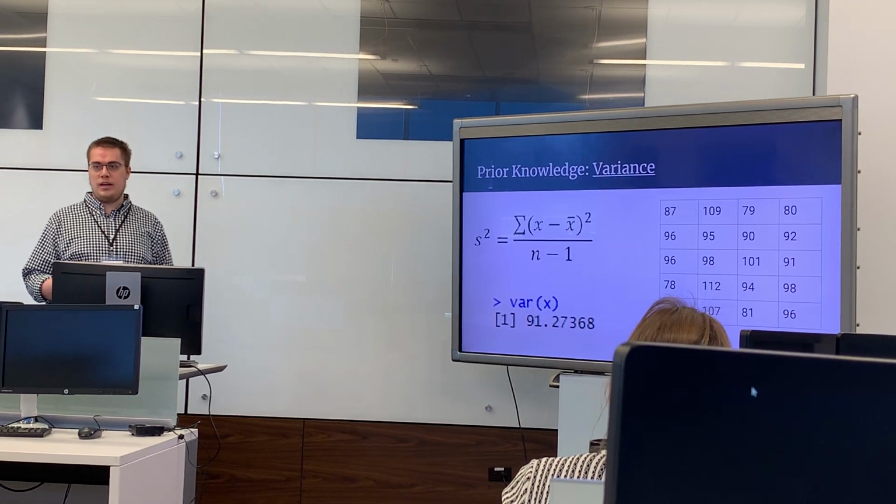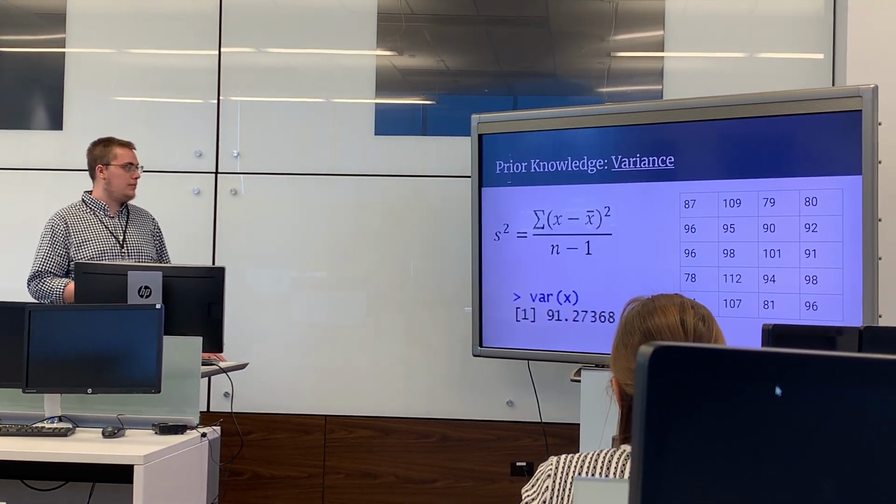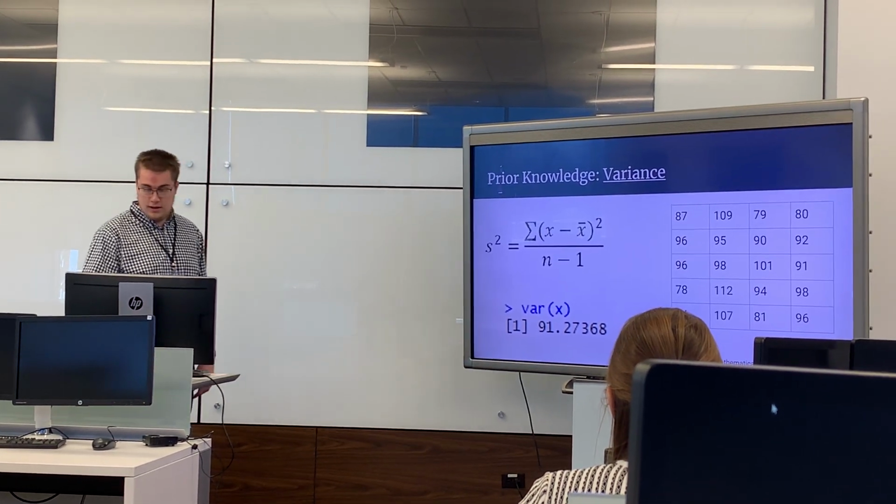You can also just use a computer program. We use R in class a lot, so you can just plug that in, and we found the variance to be 91 point whatever.